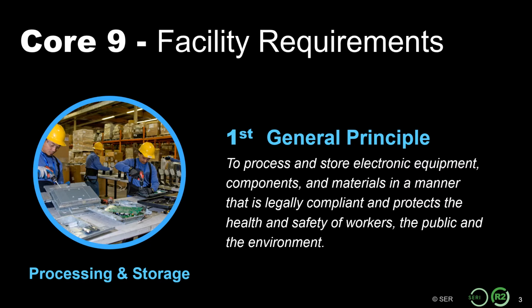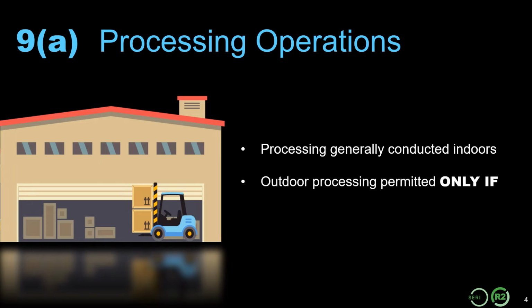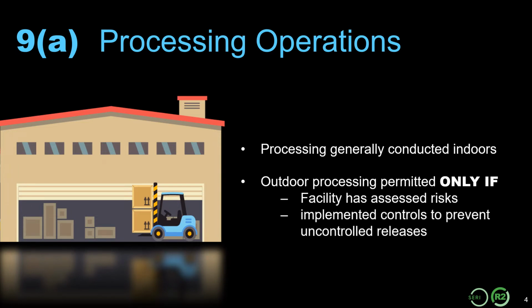The first general principle for this section pertains to processing and storage. The general principle is to process and store electronic equipment, components, and materials in a manner that is legally compliant and protects the health and safety of workers, the public, and the environment. By default, the R2 standard generally requires all processing operations to be conducted indoors. However, outdoor operations are permitted where an R2 facility has assessed the risks related to those operations and has implemented the necessary controls to prevent any uncontrolled releases to the environment.